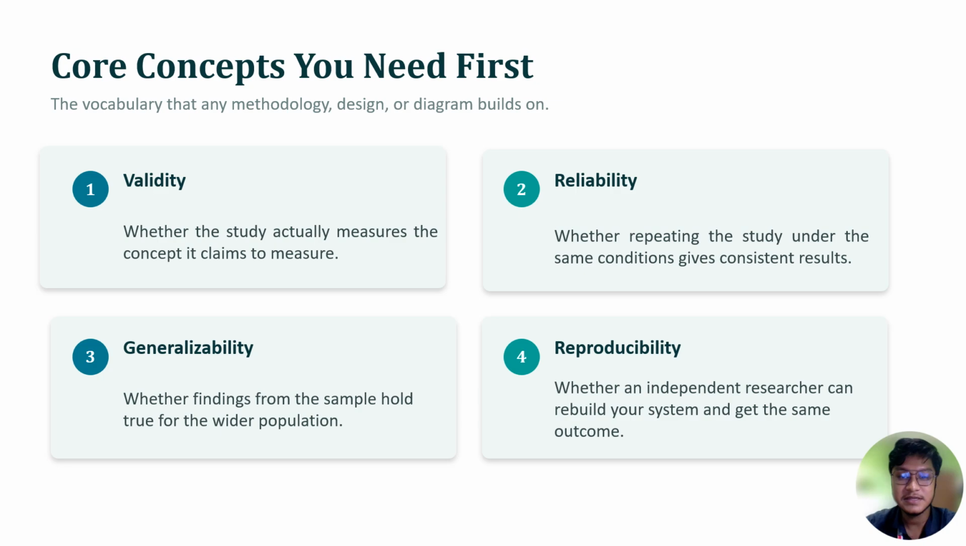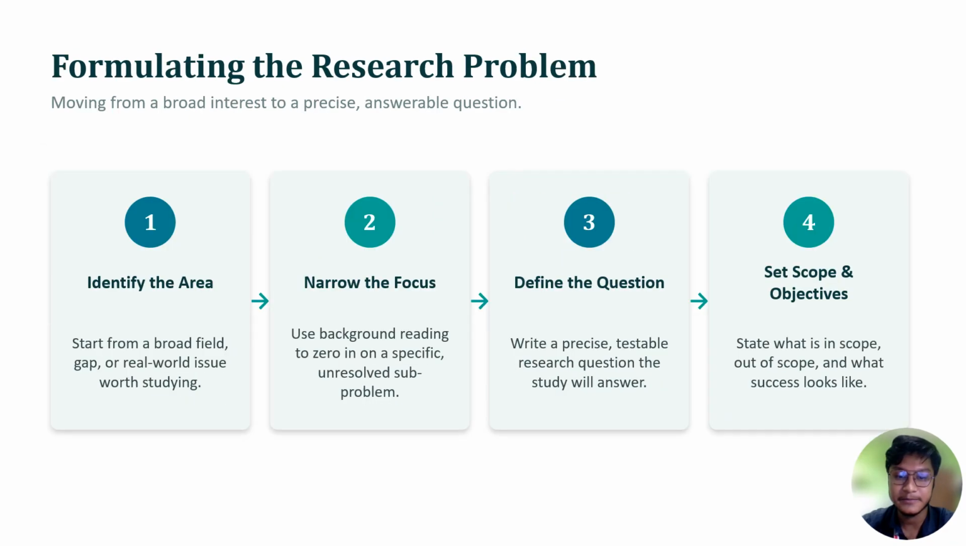And the third is generalizability. It asks whether our findings can also apply to a wider population. And the fourth is reproducibility. It means another researcher should be able to follow our process and get similar results. These concepts help make our research more trustworthy.